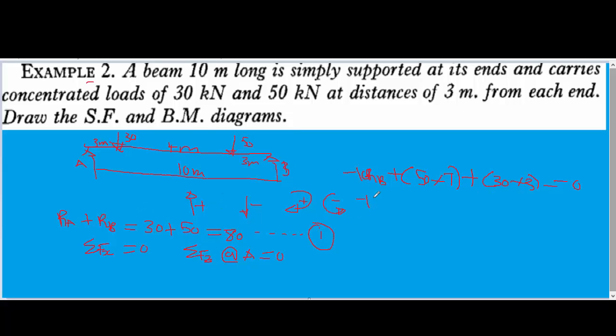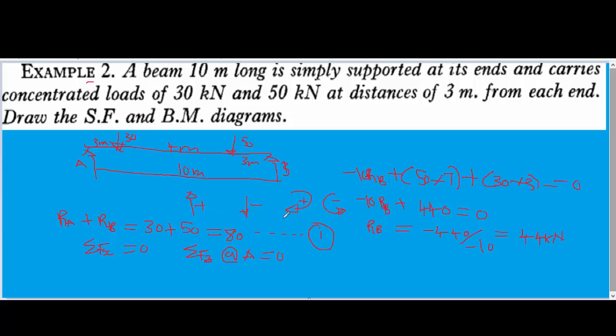So we can proceed and have minus 10 of reaction at B plus 440 all is equal to 0. So from basic elementary mathematics, you can make RB the subject of the formula by dividing both sides by minus 10 after collecting like terms. So we move our 440 to the other side. We'll have RB is equal to minus 440 divided by minus 10, which will give us 44. Don't forget all forces, all loads are in kilonewton.